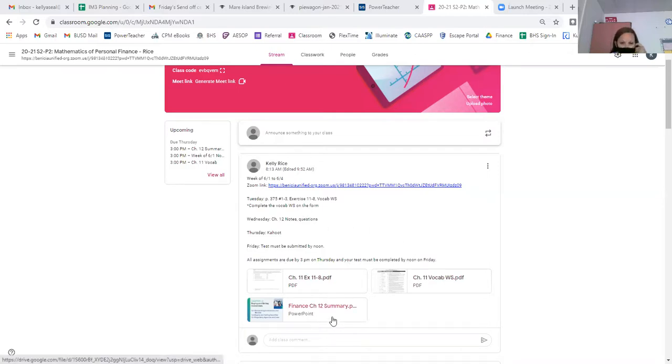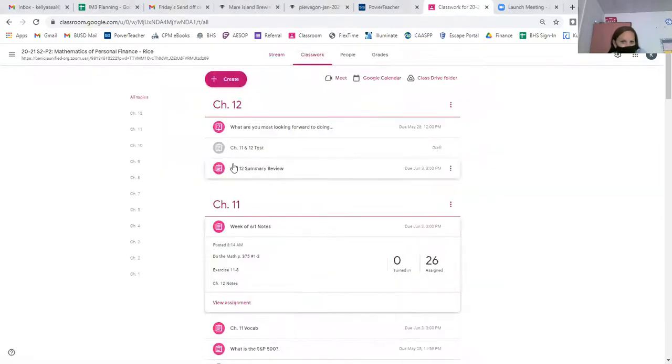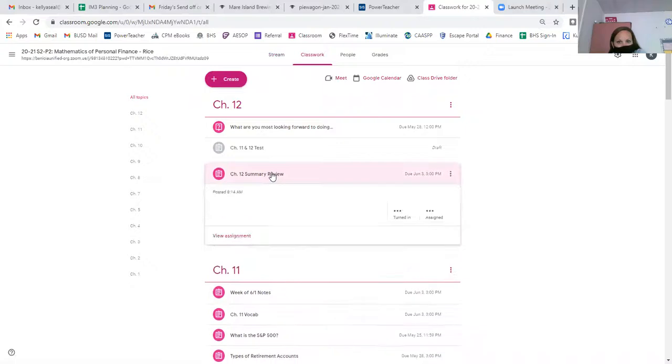Tomorrow we're going to take notes on chapter 12. It's just like a summary version, so some of it is cut. And then there are questions to answer on a Google form also. So it says questions. So if you're like, what questions? It's right here, chapter 12 summary.